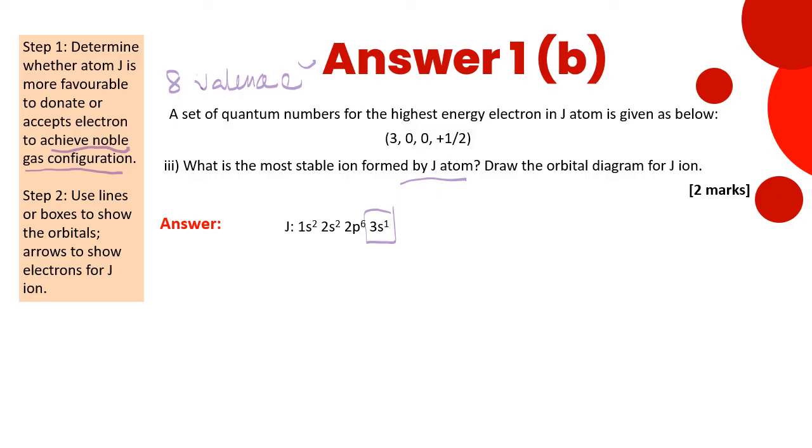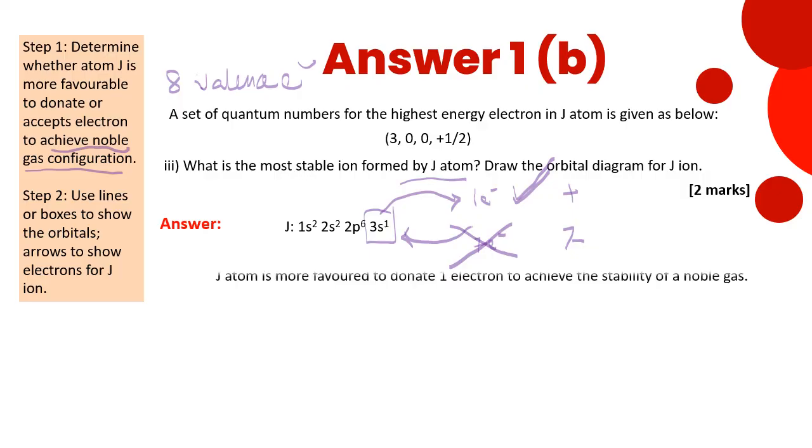So do you think J would donate this 1 valence electron, or would J try to accept 7 electrons in order to become 8 valence electrons? It is easier to donate 1 electron. Therefore, J will not accept 7 electrons to become 7 minus. It will donate 1 electron to become 1 positive. Because of this, the most stable ion formed by J atom is J positive.